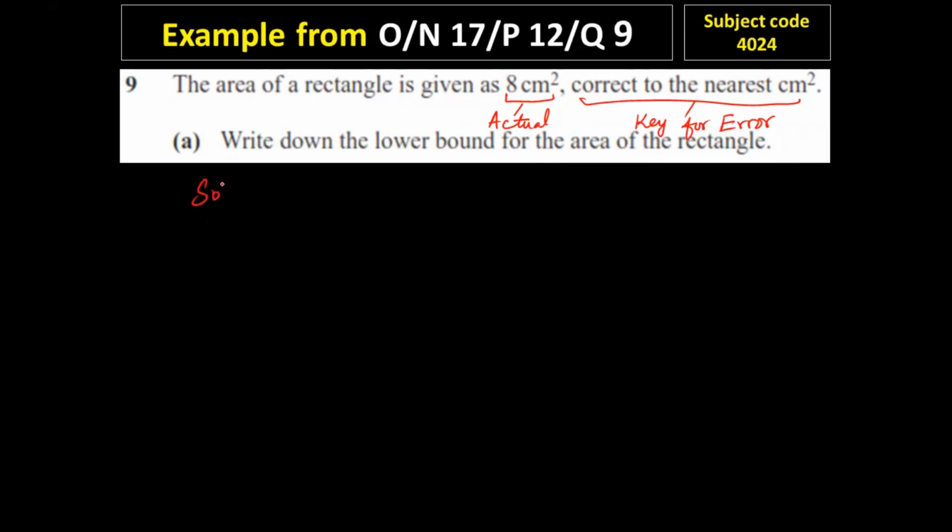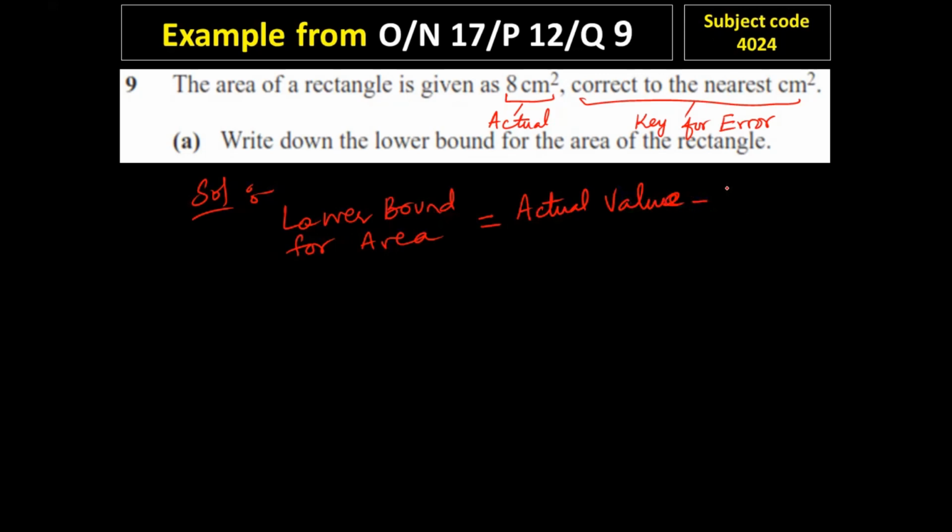Now the solution. Write down the lower bound for the area of the rectangle. So the lower bound for the area will be the actual value minus the error. The actual value is 8 centimeters square, minus the error.